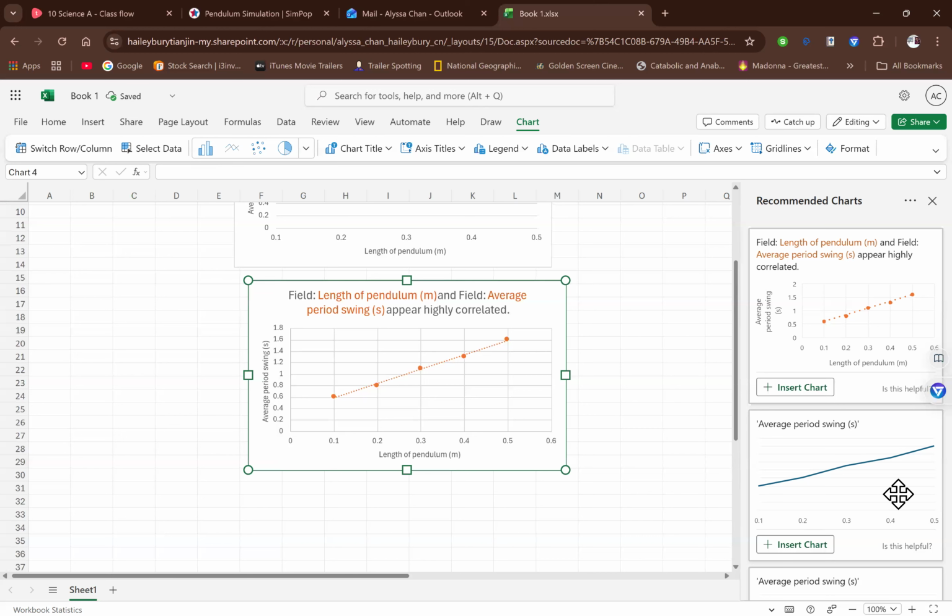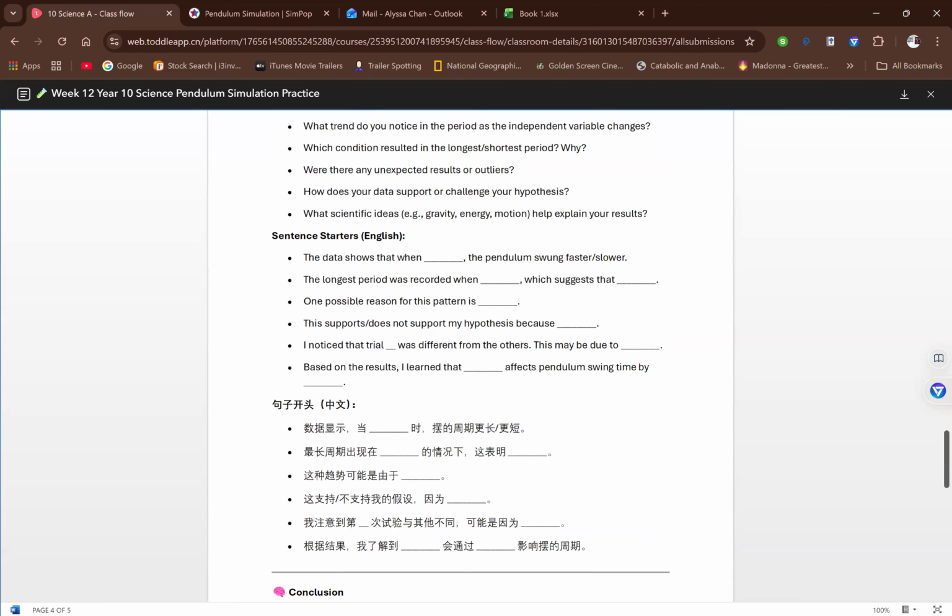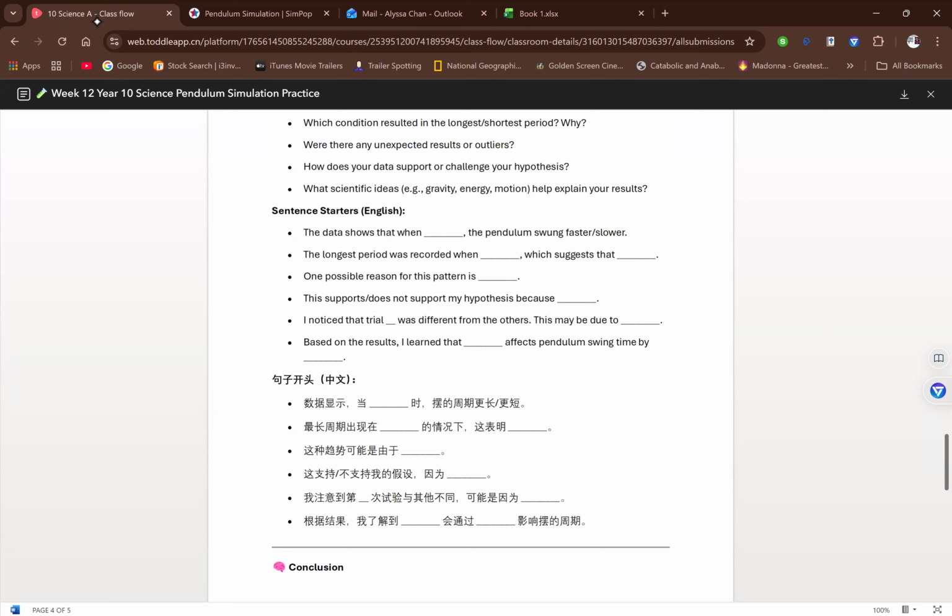So you have to mention when it is 0.1 meter, the average period swing was 0.6. So when it's 0.5, the average swing is 1.6. So you have to write it this way. Okay. Then you have to mention is there any unexpected result? Why no? So does your data support or challenge your hypothesis? So what is the scientific idea behind this? Is this Newton's first law, Newton's second law, Newton's third law? So you have to write. So the sentence starters are given to help you. All right. It's just to help you write. You can change the sentence.